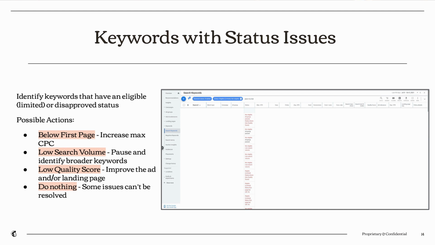What this is telling us is that Google is saying this is a very competitive term, and for us to show above the first page and more frequently, we will need to increase how much we're willing to pay per click in order to do that. Based on your business and how comfortable you are with CPCs, I would recommend this, if it makes sense, to pay a little bit more of a premium for that click if it converts well for you.